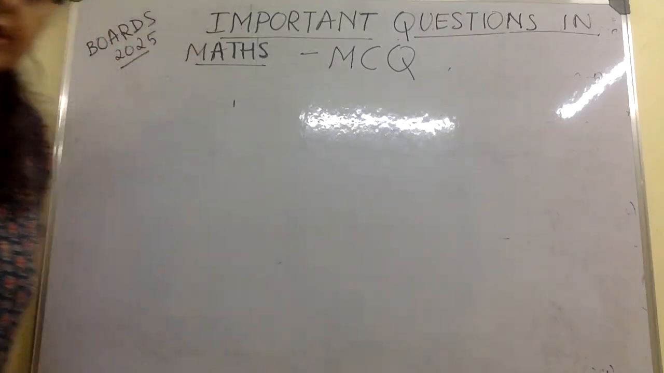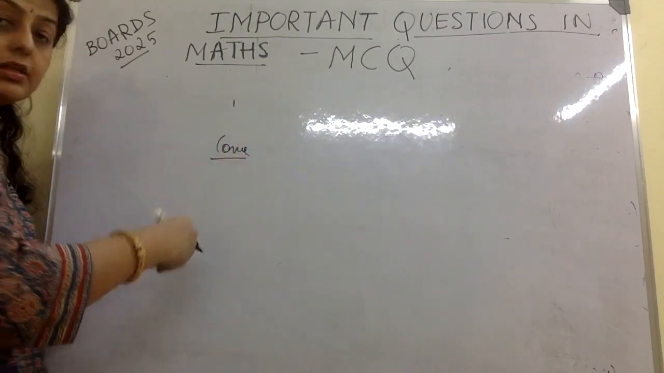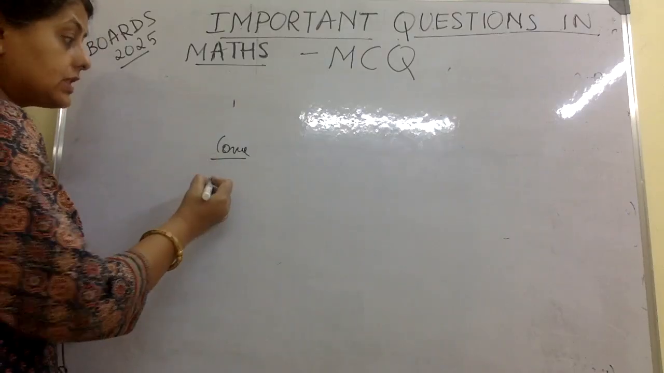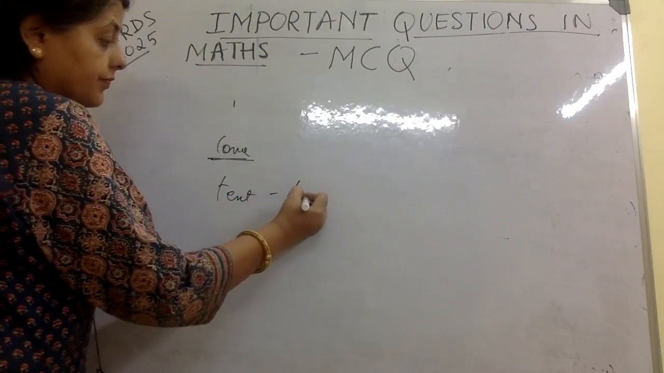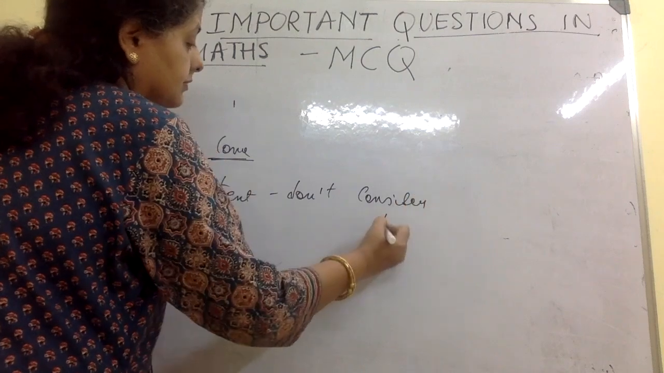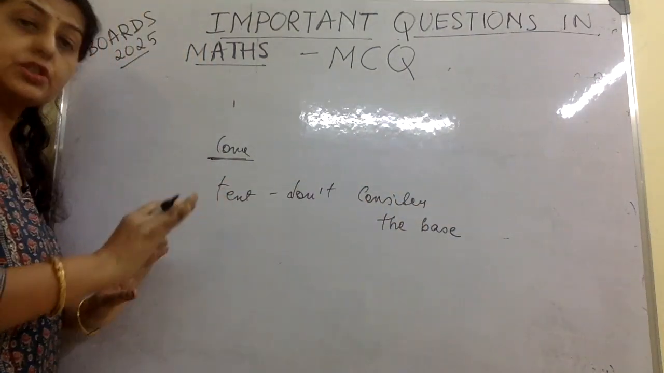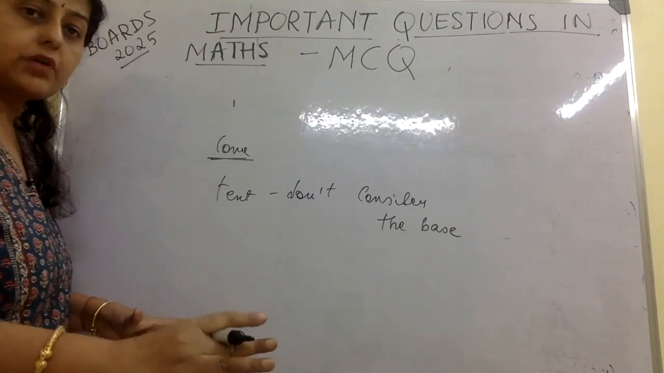Few other quick reminders. When you have a cone question, where you are making a cone with the help of a cloth, a canvas, if it is a tent, don't consider the base. The circular part of the base is not considered in a tent unless they have specifically mentioned that the base is also covered.